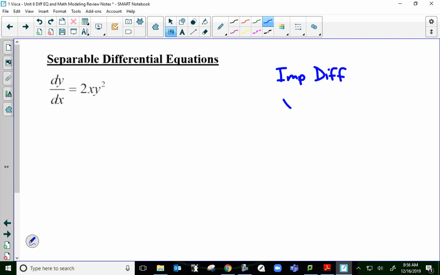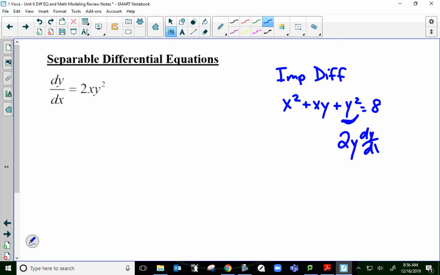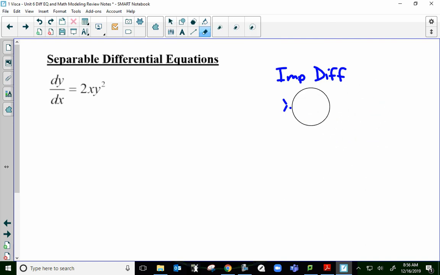Okay, if I had x squared plus xy plus y squared equals 8, I couldn't get y equals, so I can't just take the derivative of an equation, correct? So I had to take the derivative of x and the derivative of y. And every time I took the derivative of a y term, I would always have to put dy/dx next to it. But we knew we had to do that process when we couldn't get y alone.